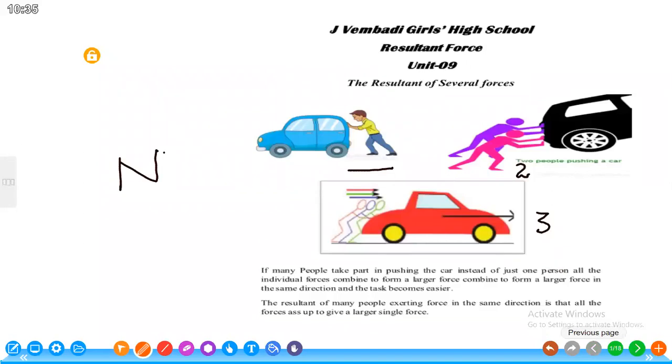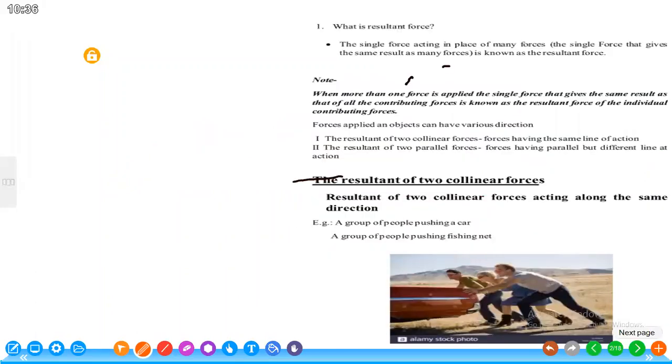So now we go to the first figure. Here we consider that one person applies a force, considered as F. The second figure shows two persons applying force: one person applies F and the other person also applies F. So the resultant force here is 2F. Here, you consider that all the persons give the same amount of force. In the third figure, three persons give F, F, F. So the total force is 3F.